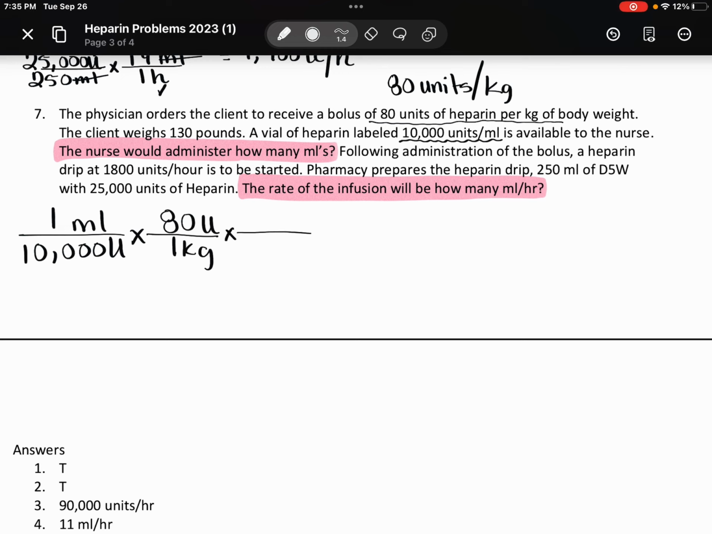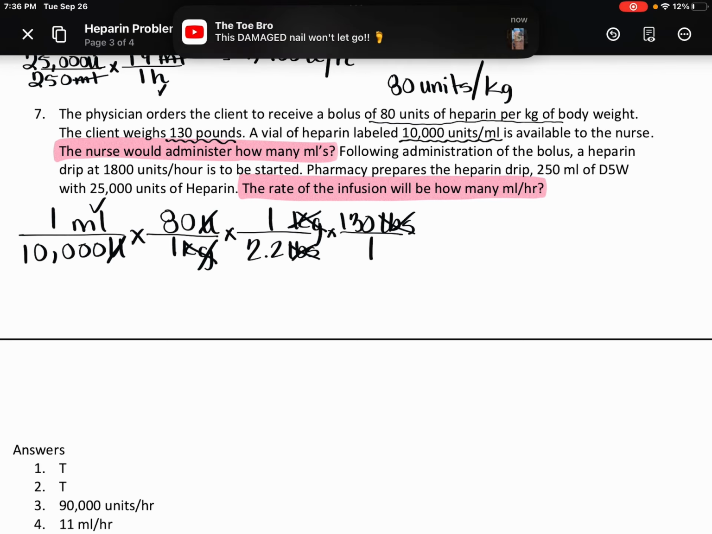Now I have to get rid of this kilogram. I'm going to bring it up. How am I going to be able to get rid of it? Well, I know that the client weighs 130 pounds, right? So I could do my 1 kilogram to 2.2 pounds. Now I'm able to tie in my 130 pounds. My units cancel. My kilograms cancel. My pounds cancel. I'm left with milliliters. That is what I needed to know. That was it, for this top problem right here. Just this question right there.